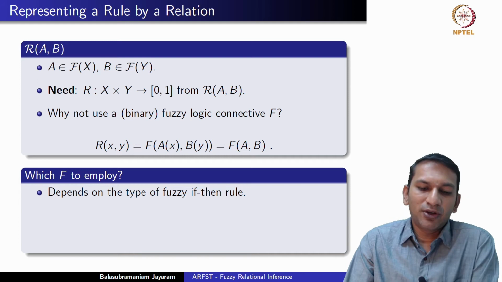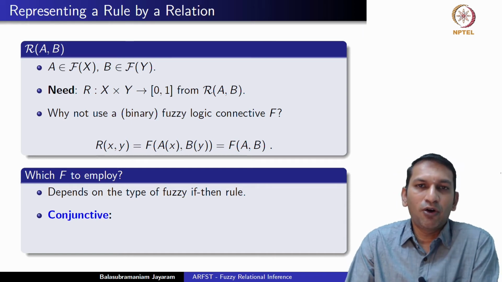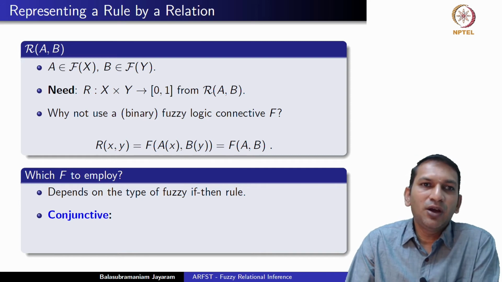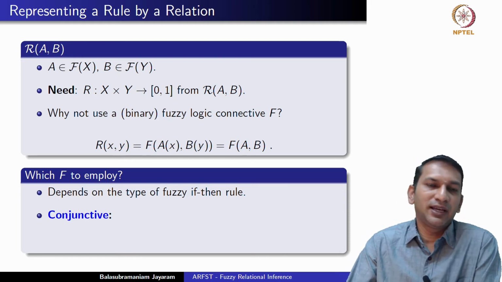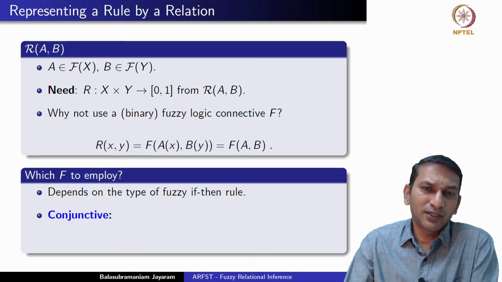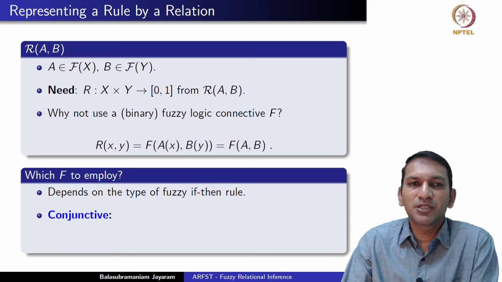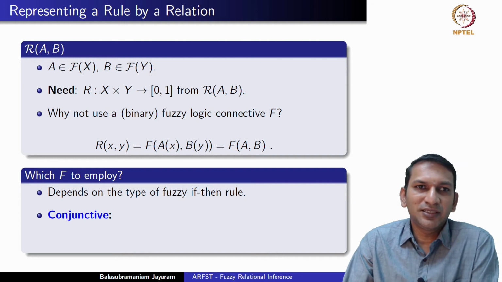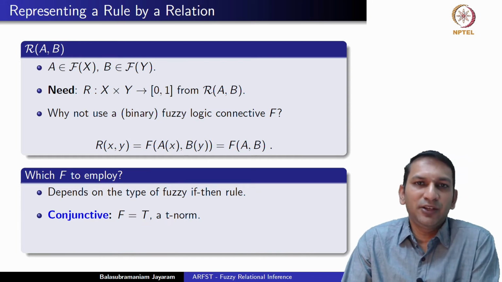Well, it depends on the type of fuzzy if-then rule. We have seen that one classification of a fuzzy if-then rule is either conjunctive or implicative, depending on what kind of information it conveys. Is it positive information or negative information? In the case of a conjunctive type rule, we know that it gives you positive information, that means essentially positive examples. So in that sense, both of them can occur. A and B can occur. That's what it says. So hence, it is typical to use a conjunction, and in our case, a T-norm.